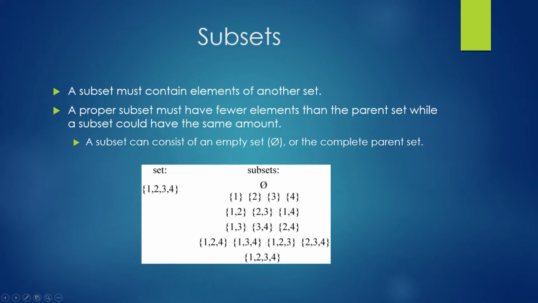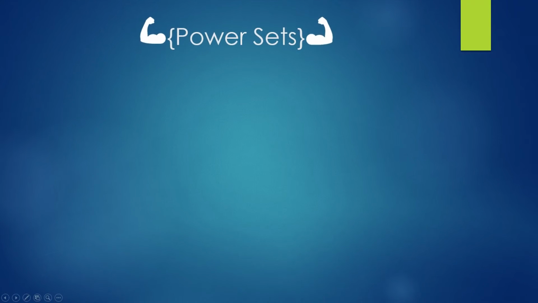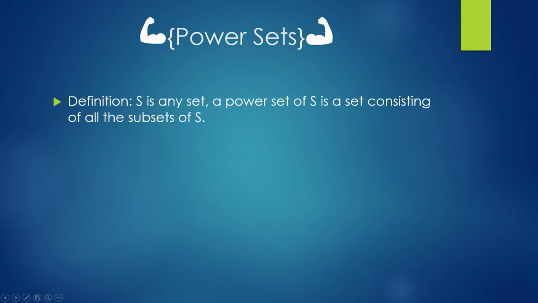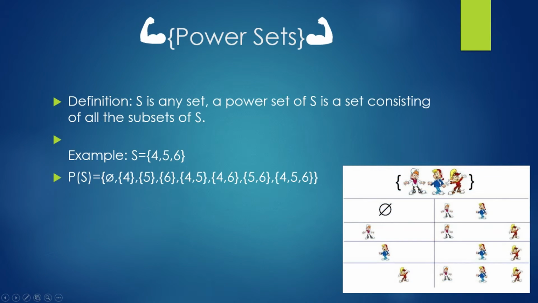And finally, we have power sets. And a power set simply consists of all the subsets of a set. So for example, the set S would have a power set that consists of the empty set, each individual member of S, and every combination of S, including the full set.